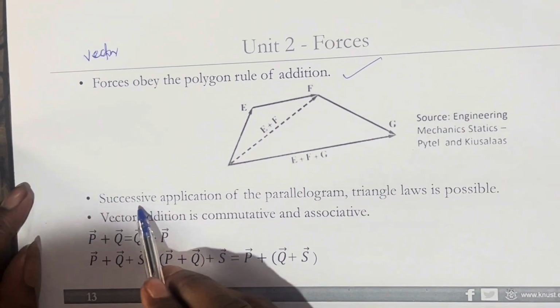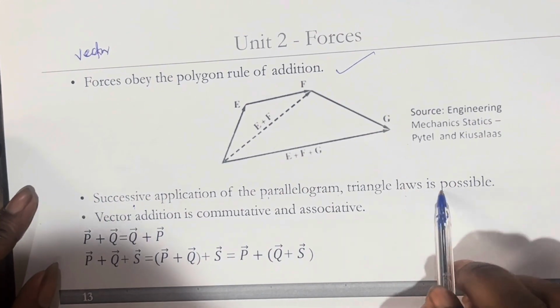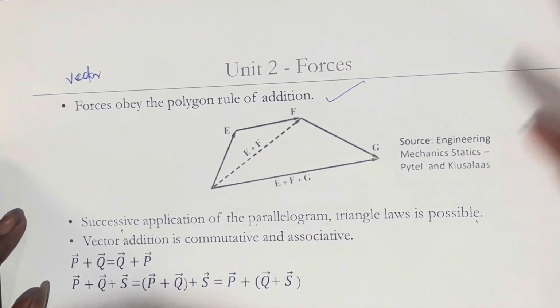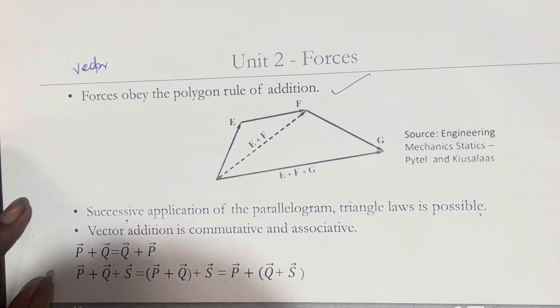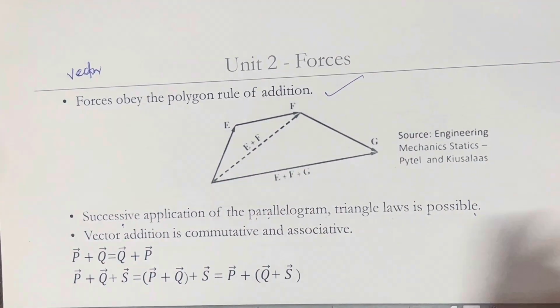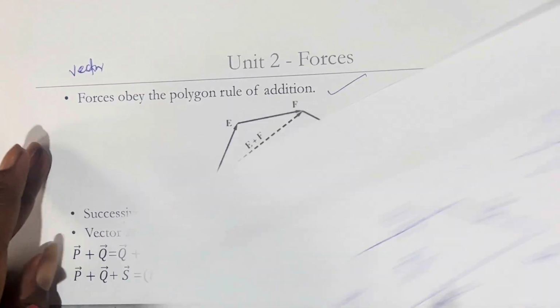Now I also said that with vectors, any successful application of the parallelogram law, the triangular law is very possible. Because a parallelogram is just a shape with what? 4 sides. So for instance, if you look at this, it is 4 sides.